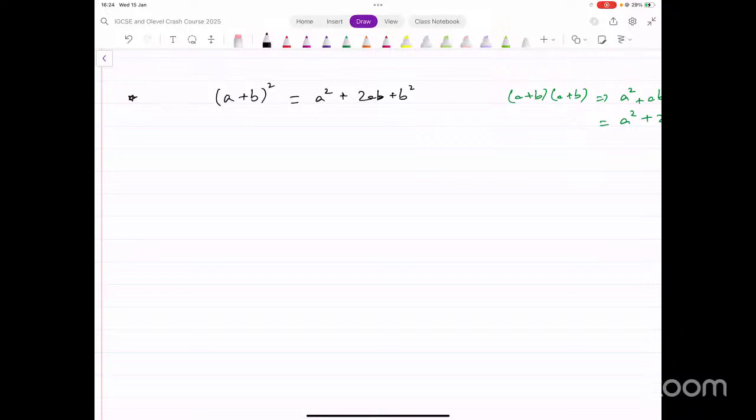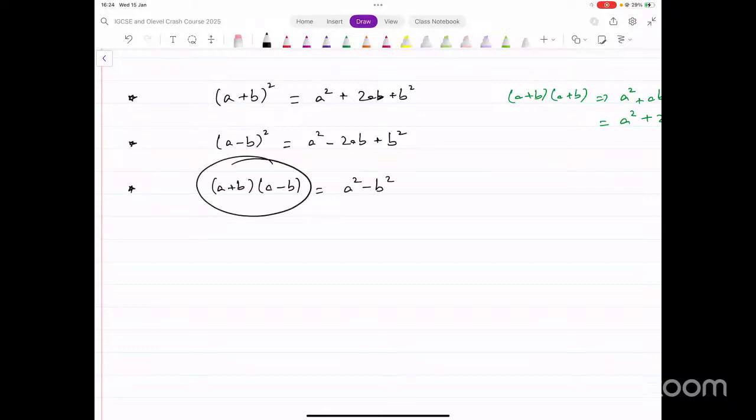Using a similar logic, in fact, exactly the same logic, we have this identity for a minus b whole squared as well. And that looks like this, a squared minus 2ab plus b squared. Again, you can try that by doing a minus b into a minus b. You'll get this from this. And you have another identity apart from these two. And that looks like this, a plus b into a minus b. That gives you a squared minus b squared, right?